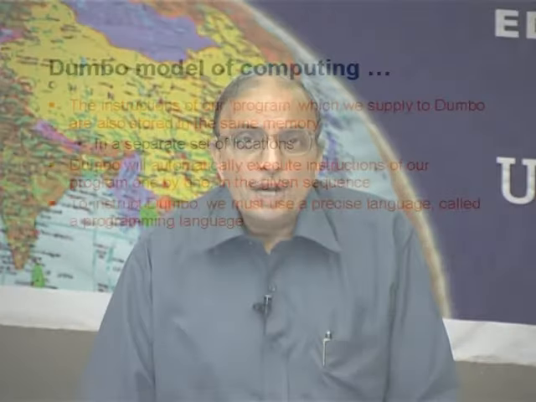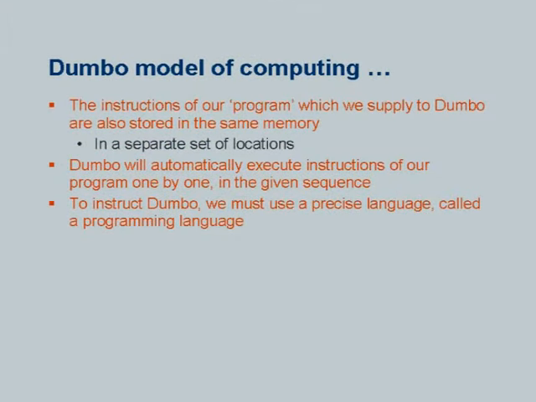Lastly, to instruct Dumbo, we must use a precise language. This language is called a programming language. So you see, now we are slowly connecting our simplistic Dumbo model of computing to the real world computer. Observe that we have used words like program, memory, and programming language. These are essentially words which describe the real world computer.